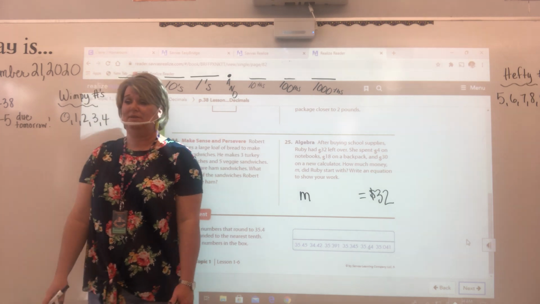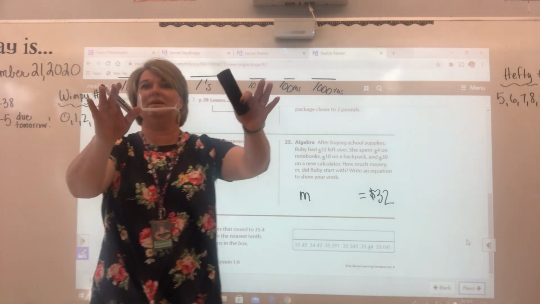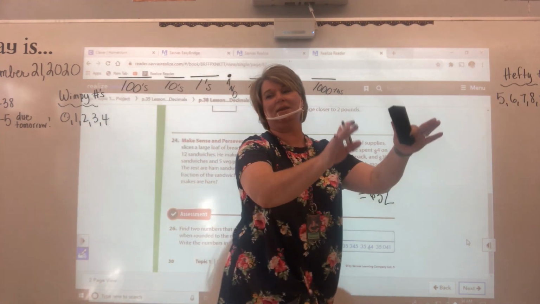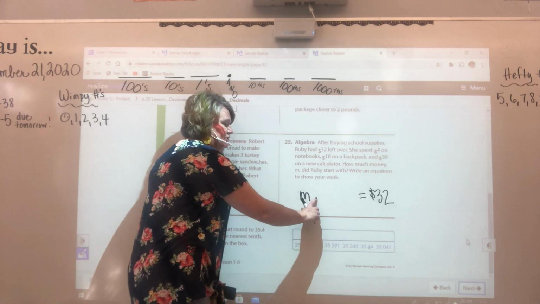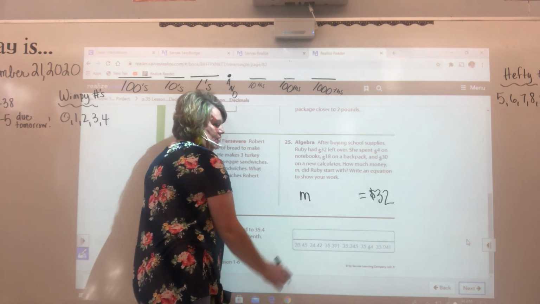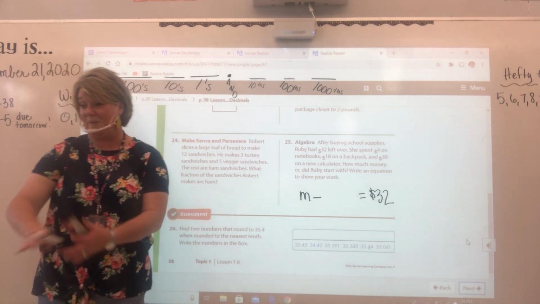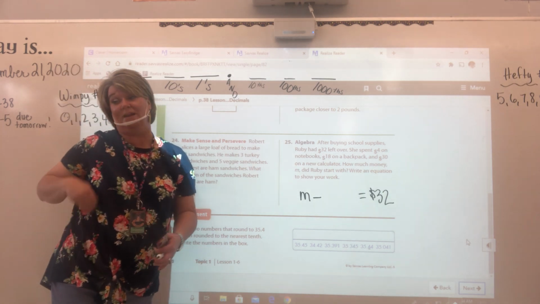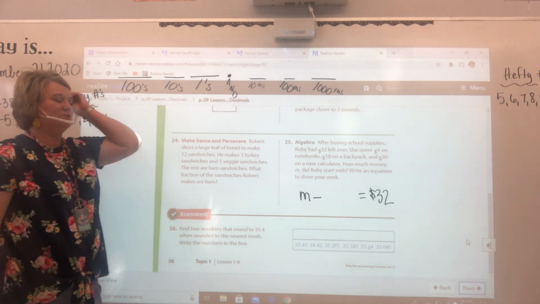Now, I want you to think about something. I got all this money, but I spent some money, and I spent some more money, and I spent some more money. So what needs to go right here? An addition sign or a subtraction sign? Subtract. If I go buy something, does money get put in my pocket or go out of my pocket? Out. Right. Okay. Now, how much money did I spend?